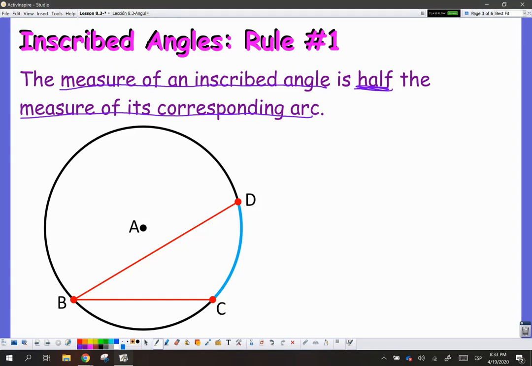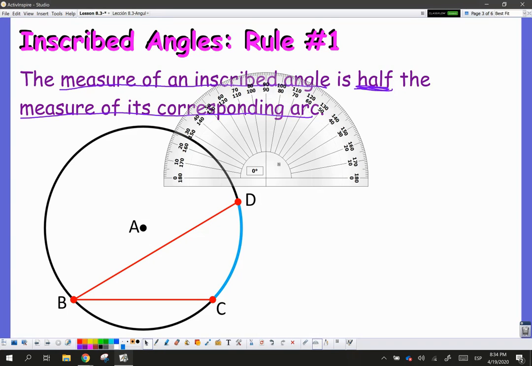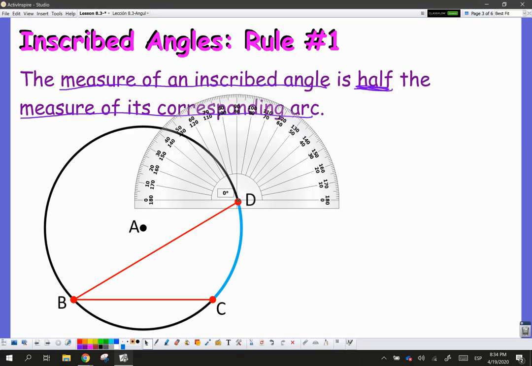Now you can make a little song about this. You can create some kind of mnemonic device, something to help you remember. Inscribed angle is half the arc, or something like that. I like being silly. Y'all know that. So either way, what's important to remember here is that the measure of an inscribed angle is half the measure of its arc. Take a look at the circle here, and I'm going to demonstrate how this is true.